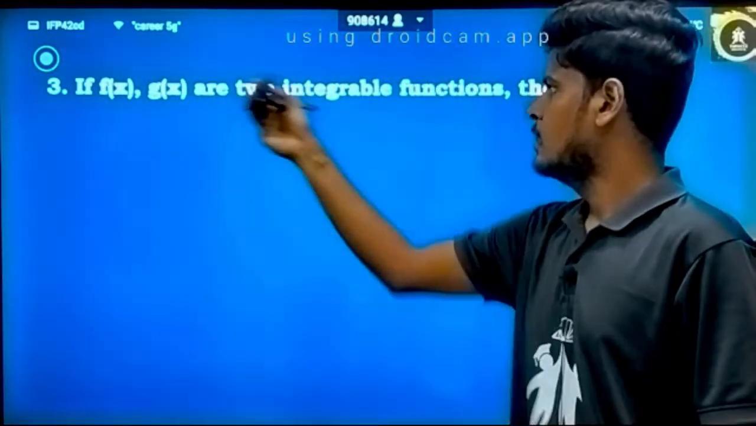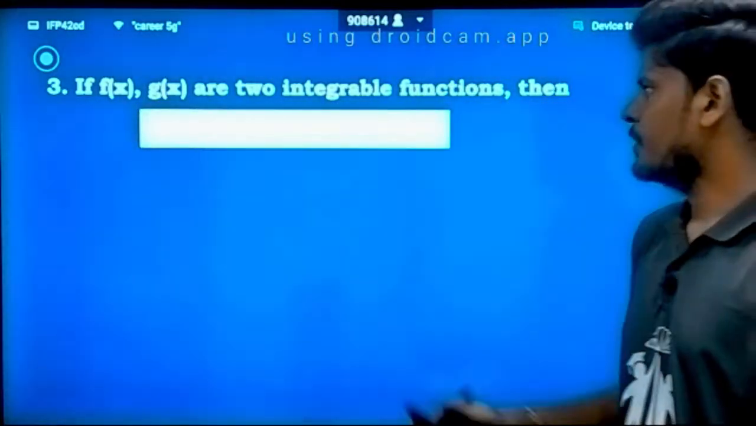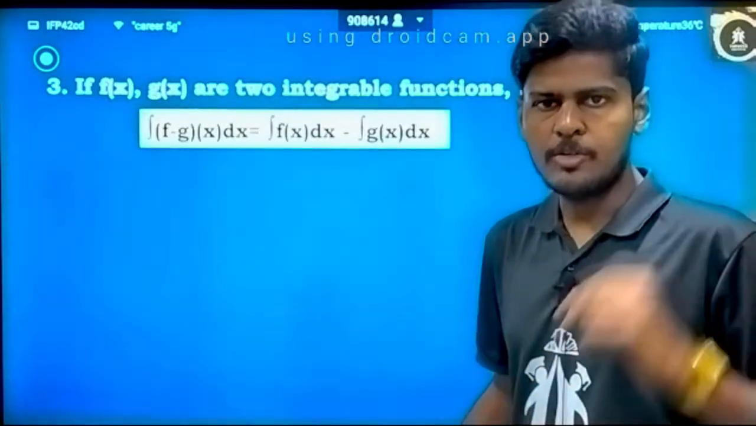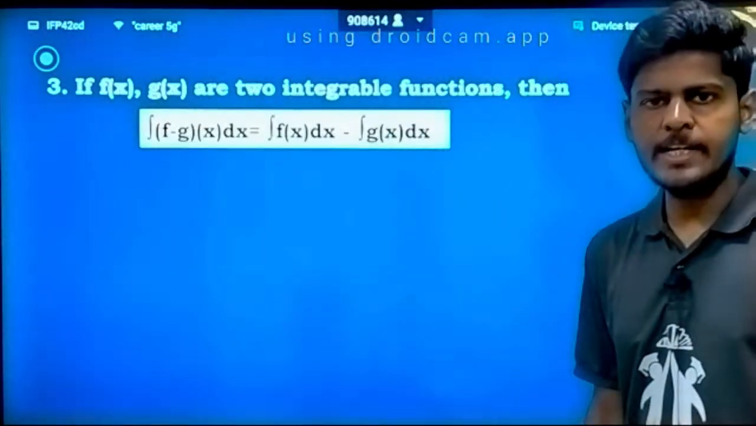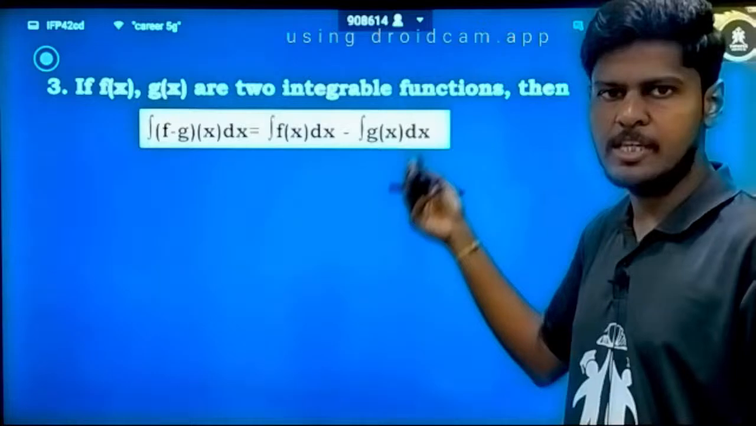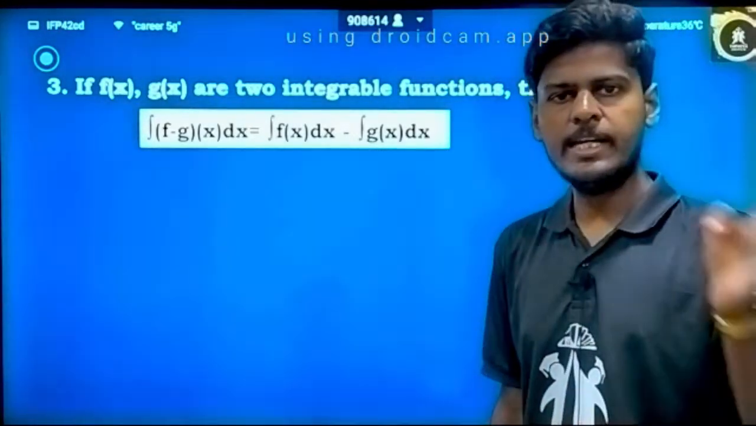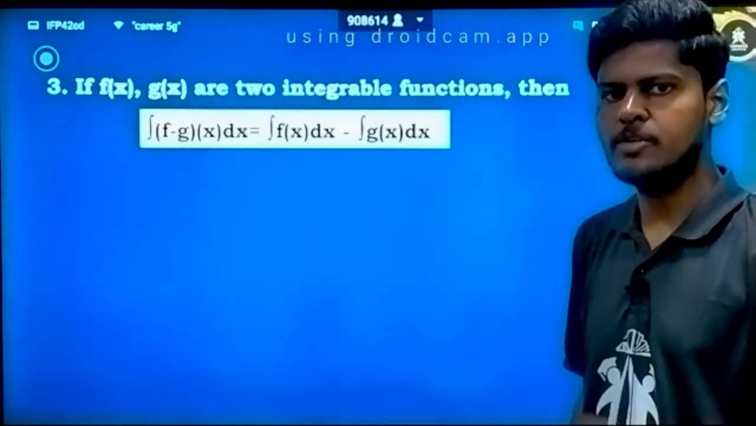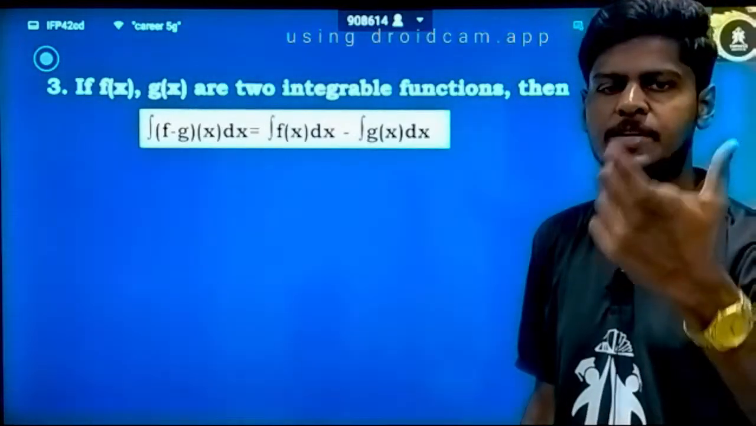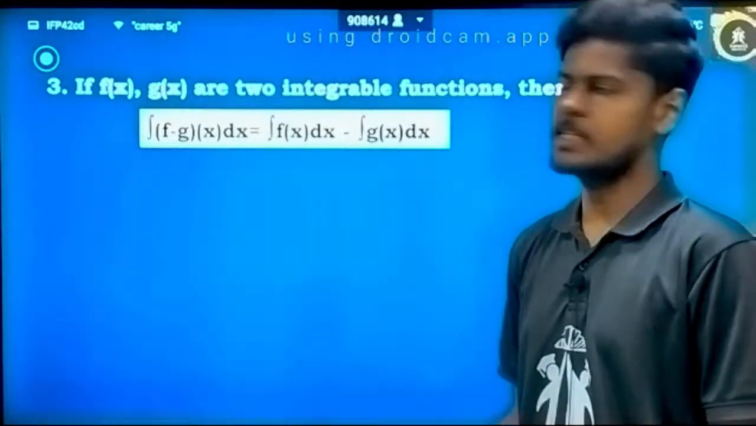Third property is, f of x and g of x are two integral functions. Then when we subtract the two functions, we can separate it and integrate separately. Integral f of x minus integral g of x, just like how we add. It is the same property. So integral f plus g, when we are adding two functions and then integrate, we can separately integrate the two functions and then add. Same for subtraction.